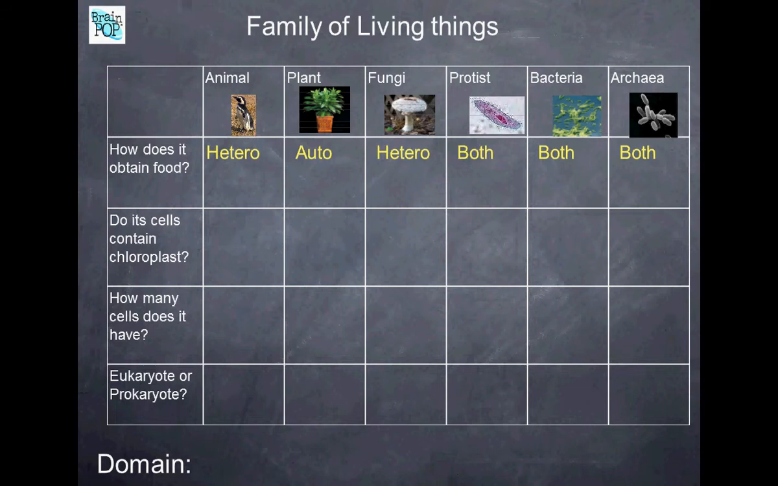Now, if you know this column, this next column is pretty easy. Do the cells contain chloroplasts or chlorophyll? Animal cells, do they contain chloroplasts? Raise your hand, please, if you want to tell me what you think. Jenna? Yes. Animal cells do? They have chloroplasts? Oh, no. Plants do. Animals do not. You are correct there. What about fungi? Do fungi have chloroplasts or chlorophyll? Nope. They're heterotrophs. They don't have them.